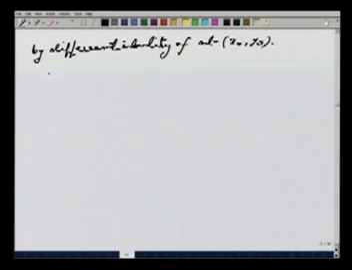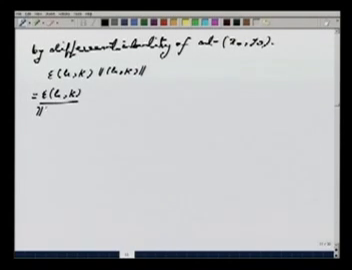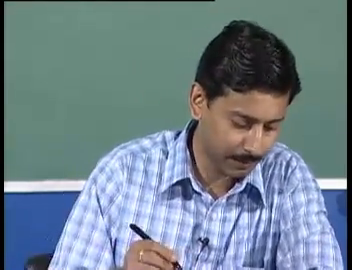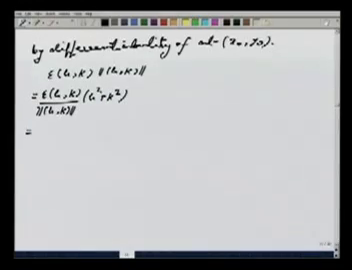Now I am going to play around with this epsilon hk times norm hk. What I do is, I write this as epsilon hk divided by norm hk times h square plus k square. That I can do because the expression of norm hk is square root of h square plus k square. So what I am doing is, I am multiplying the numerator and the denominator by square root of h square plus k square.